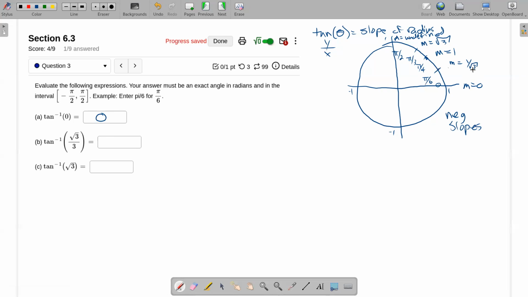But if I think about this one right here, 1 over the √3, if we rationalize that denominator, multiply top and bottom by the √3, 1 times the √3 is the √3. √3 times the √3 is 3. Aha, this one right here is pi/6 for the angle in radians, and a slope of √3 would be pi/3. So very important that you know special angles in the first quadrant, and then you can relate those to other quadrants. And knowing that allows me to solve these exactly.